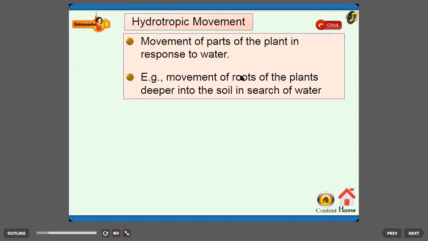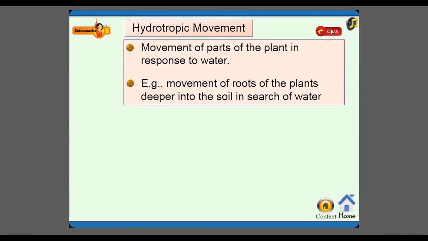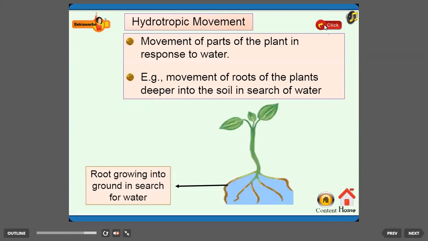Now, movements of the roots of the plants deeper in soil in search of water. Roots growing into the ground in search of water. Right? Now, there's a small video, like 1 minute, I think so.